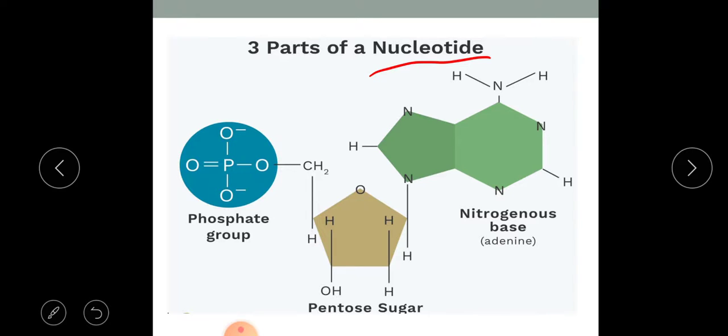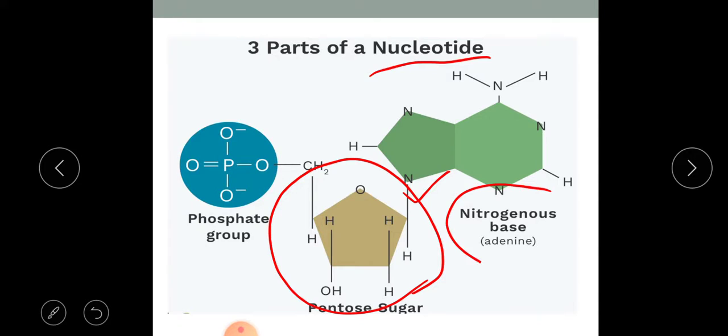So here you have the pentose sugar, and to this pentose sugar on the first carbon a nitrogenous base is attached, any of them. Now to the fifth carbon, or 5 dash carbon, this is 1 dash while this is 5 dash. So to the 1 dash carbon of the pentose sugar the nitrogen base is attached, onto the 5 dash carbon a phosphate group is attached, and that structure is called a nucleotide.